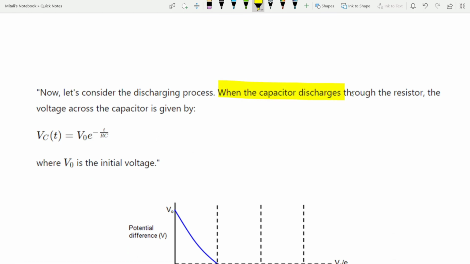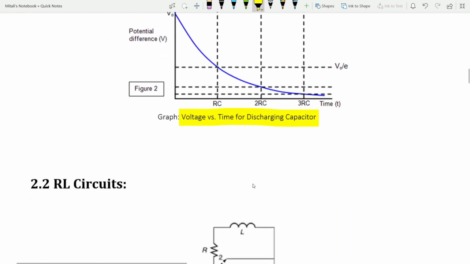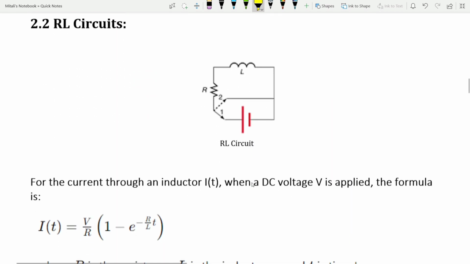When the capacitor discharges through the resistor, the voltage across the capacitor is given by Vc(t) = V0 e^(-t/RC), where V0 is the initial voltage. We can see in this case the voltage decreases exponentially until it reaches 0. Next, let's look at the RL circuits.